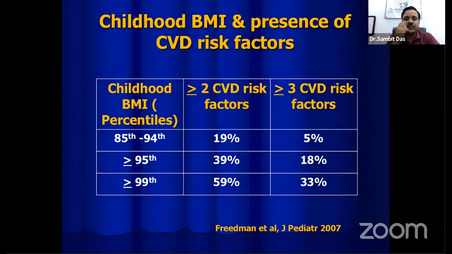Childhood BMI in presence of CVD risk factors, it has been shown that as the centiles or the BMI percentiles go on increasing, the number of risk factors for cardiovascular disease goes on increasing. So if the childhood BMI percentile is more than 99%, then almost 59% of these children have more than or equal to 2 CVD risk factors, and 33% of them will have more than or equal to 3 CVD risk factors. So that means both the BMI centiles and the CVD risk factors run linearly.